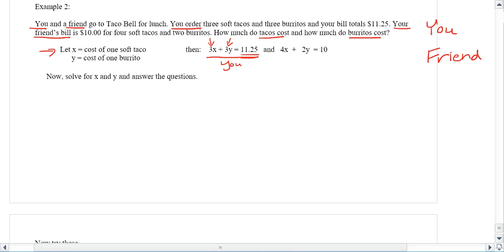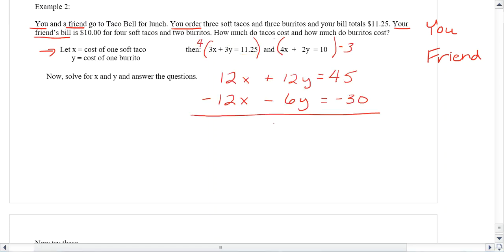So now pause the video and solve these equations using substitution or elimination. I chose elimination, and I chose to go after the x's. So I multiplied the first equation by 4 and the second equation by -3. And again, it doesn't matter what method you use, but hopefully we do get to the same answer.